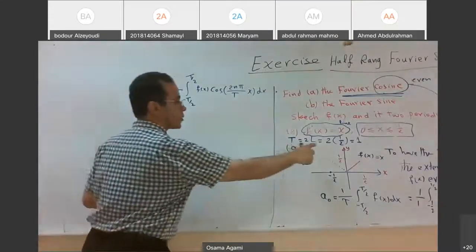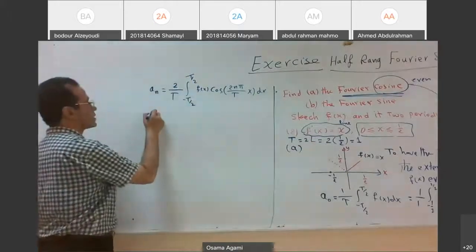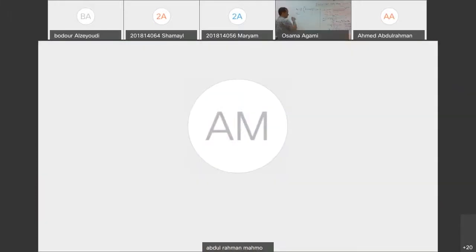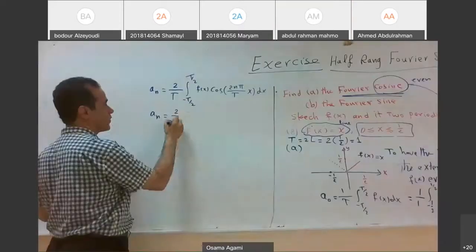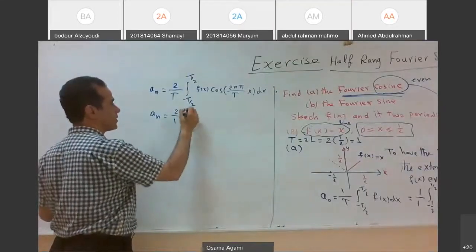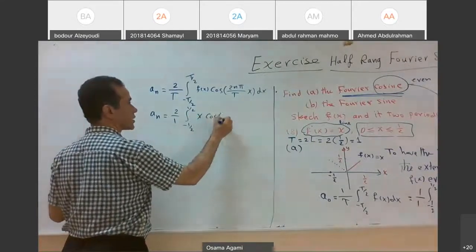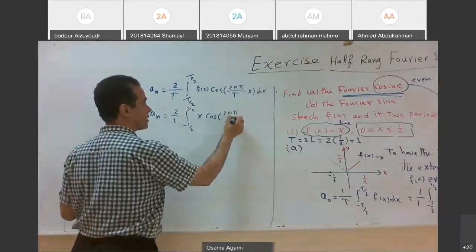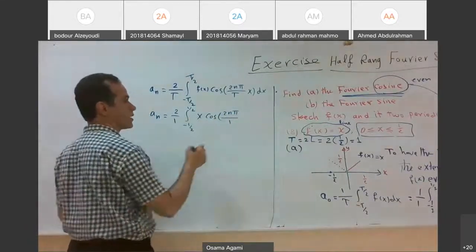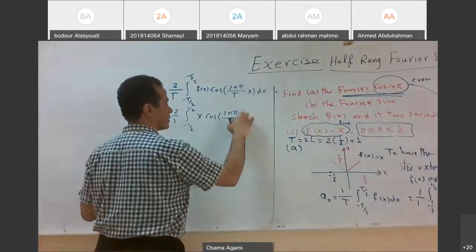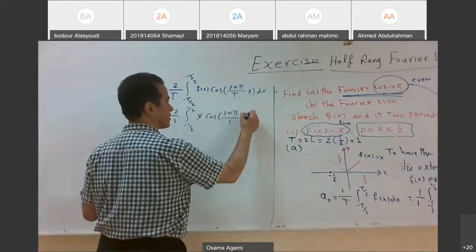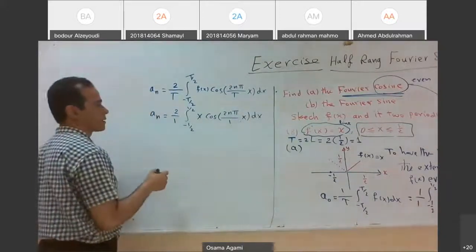My period is what? It is 1, yeah. So a_n will be 2 over 1, from minus half to half, for my function x, and this is cosine 2nπx over what is this period? 1, over 1, x dx.